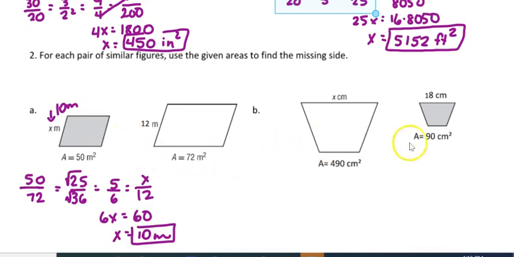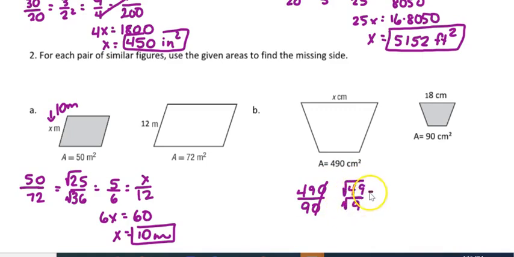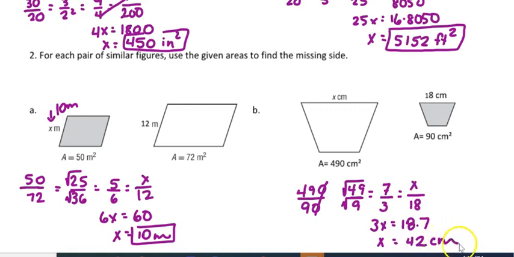Doing the same thing over here, the one we do know is this one, so I'm going to put that on the bottom this time. That goes with this area. Let's reduce it, and we have 49 over 9. Square root both, and we're going to get 7 and 3. That ratio is going to line up with the ratios of the sides we do have. We don't have that one. X equals 42 centimeters.